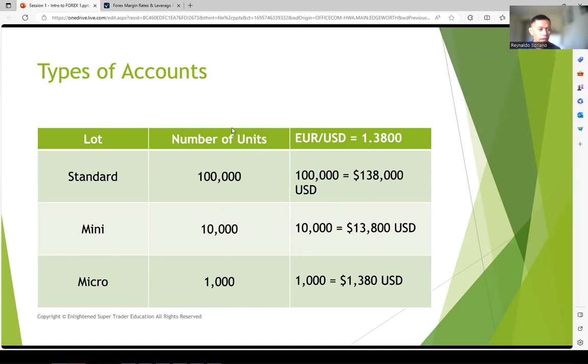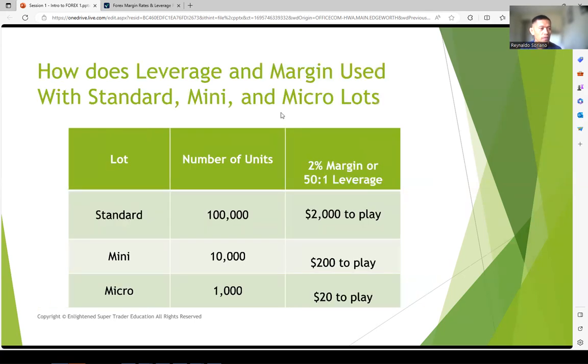Okay, but since there's some form of leveraging and margin requirements, then you can control 100,000 units for $2,000 or $2,500 based on that. Pretty neat, actually. So how does leverage margin work with standard, mini, micro lots? If you have a 2% margin with a 50-to-1 leverage, for the standard lot of 100,000 units, rather than buying 138,000 where you have to take money out of your pocket, here you can play with $2,000. You can play with $200 with a mini. You can play with $20 with a micro.